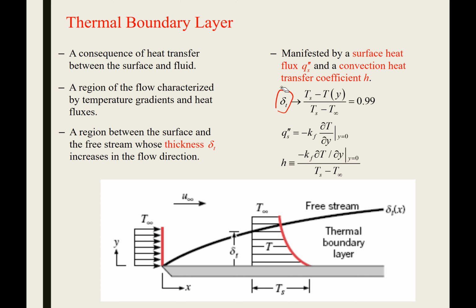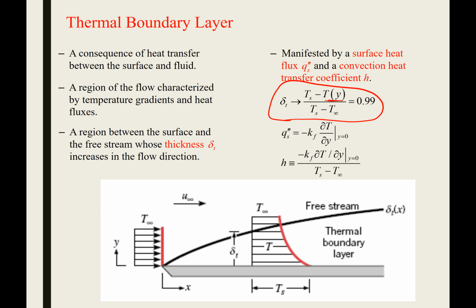So delta sub T is our thermal boundary layer. That is defined as the point at which our temperature in the y direction is 99% of the way between our surface temperature and T infinity. In that particular example, if we have a hot surface and we're blowing cold air over the top of it, we would physically see a temperature profile develop like this, where the temperature gets cooler and cooler the closer you get up to here, right?